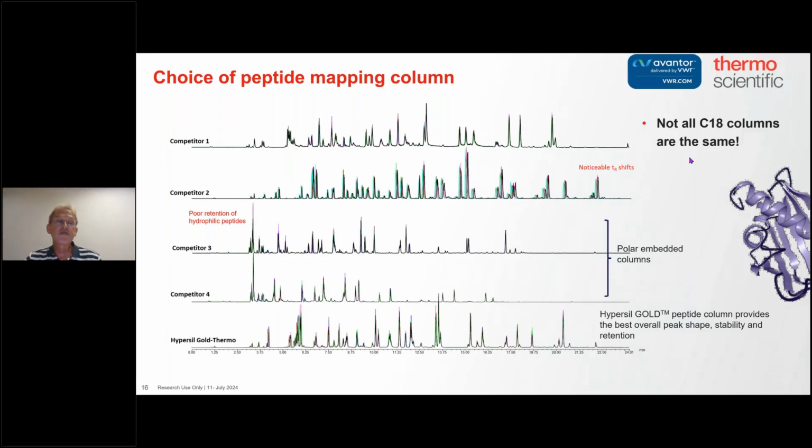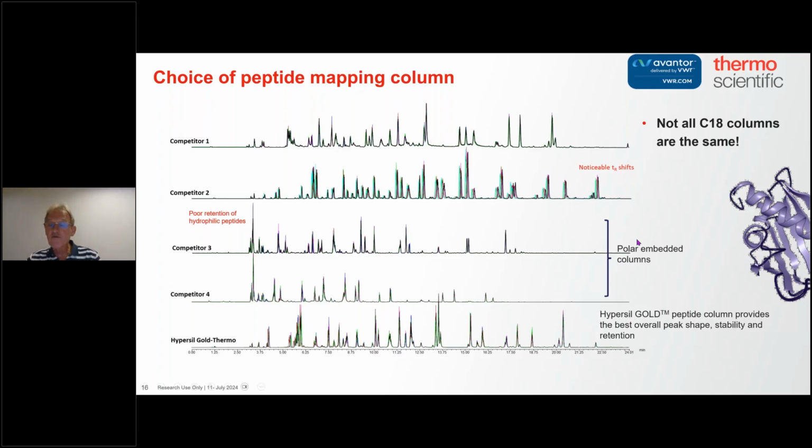Now, when you look at all the C18 columns, there's a competitor column we've tested against at the top. And again, that looks quite nice. It's giving you good reproducible peaks, and the peaks are relatively good shape. But we'll go into the detail a bit more on the competitor 1 column. Competitor 2 column, yes, it looks okay, but it's got noticeable retention time shifts. That column's just not stable enough.